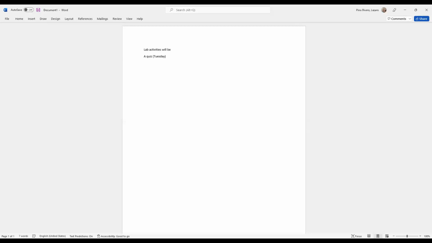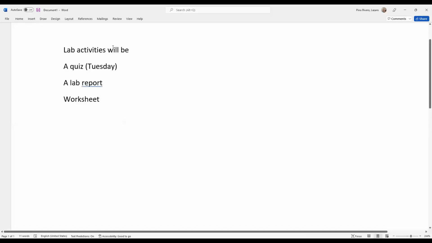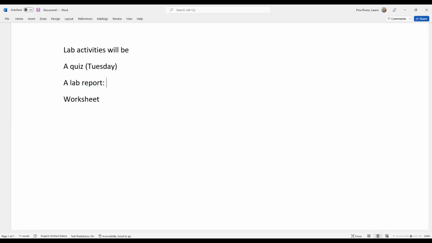Always you will have a lab report and sometimes a worksheet. Okay? Then you can have these 3 kinds of activities every week, and all of them are for Tuesday. Then a lab report. For the lab report, we are working online. The lab reports will be virtual.